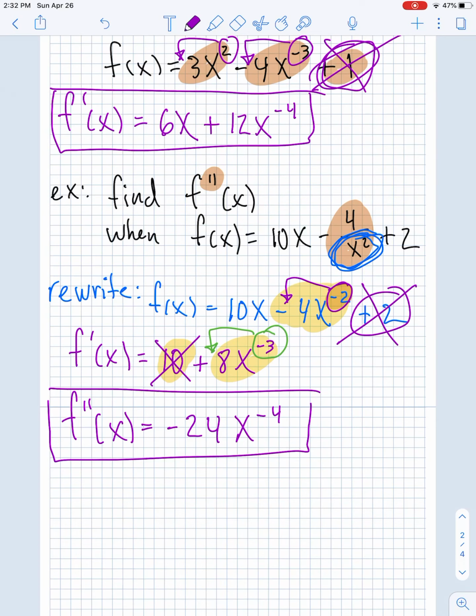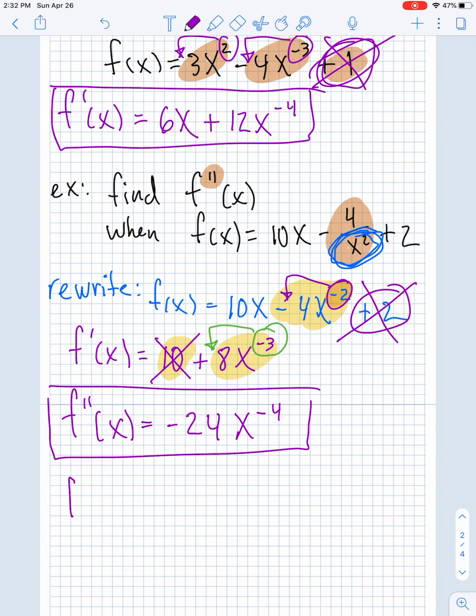You guys, that's really about it. I think there are some problems where they ask you to feed in certain numbers. With this example, they could say find f double prime of negative 1. And that would mean that you just put negative 1 into the function. But negative 1 to the negative 4th is just a positive 1. So this would be negative 24. You could certainly do that with your graphing calculator. I'm not taking your graphing calculator away for the rest of the year, so feel free, go nuts.